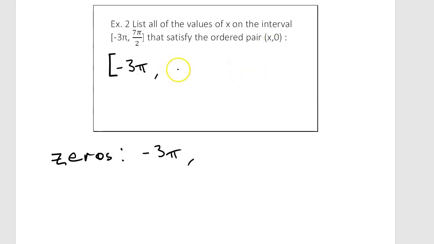Okay, so let's look at the second, the maximum, 7 pi over 2. This is less than 8 pi over 2, which is equal to 4 pi, because 8 divided by 2 is 4. So that tells us that we don't really get to 4 pi. The maximum that we can get is 3 pi.